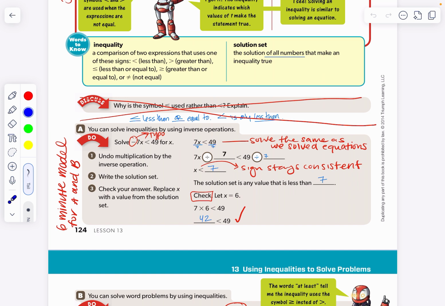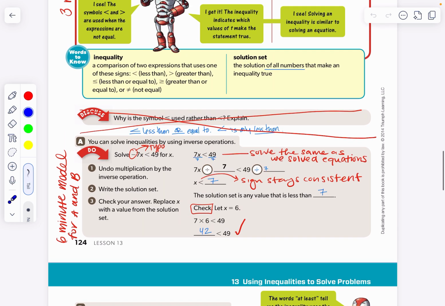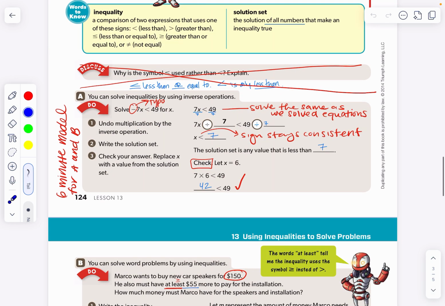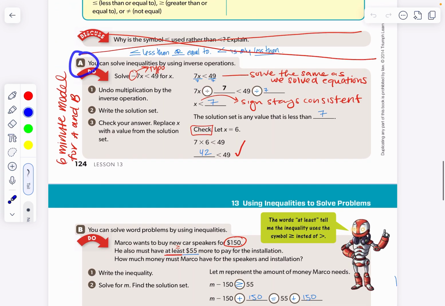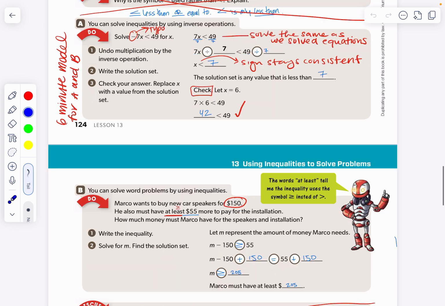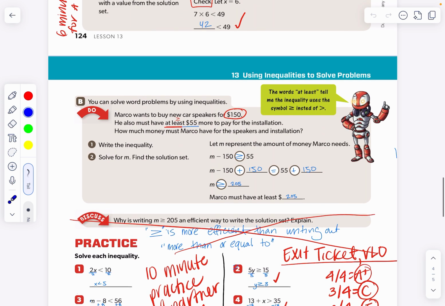So we are going to focus on demonstrating a very similar example like the one that I just modeled here for question A for about 6 minutes. Really, you're going to focus on question A and B for about 6 minutes. Question A focuses on the inverse operations of multiplication and division, so that's nice to model for them. And then question B focuses on the inverse operation of addition and subtraction with a word problem.